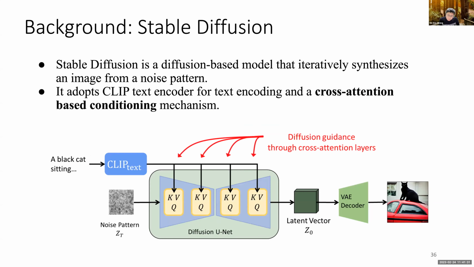Okay, so the answer is obvious: yes. That's why I'm here today to introduce this work. But for a quick background, Stable Diffusion is a pre-trained diffusion-based model that iteratively synthesizes an image from a noise pattern. It adopts a CLIP text encoder for text encoding and a cross-attention mechanism to align the text prompt and the generated image.